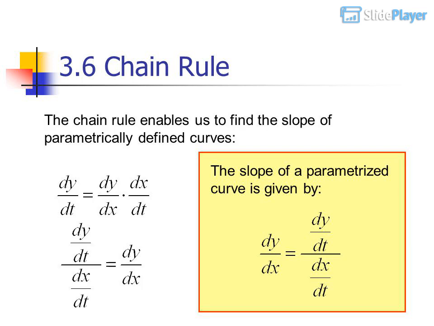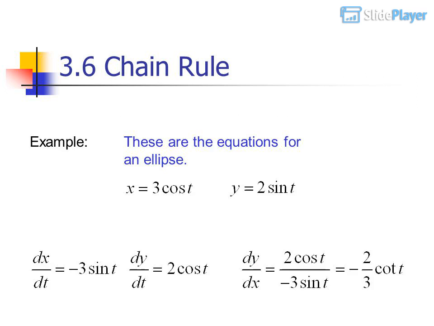The chain rule enables us to find the slope of parametrically defined curves. The slope of a parametrized curve is given by dy/dx. Example. These are the equations for an ellipse.